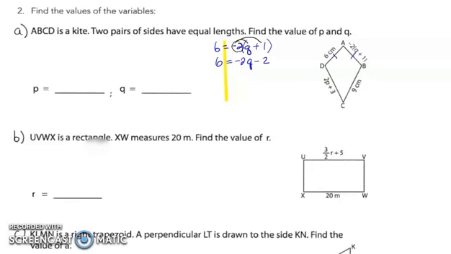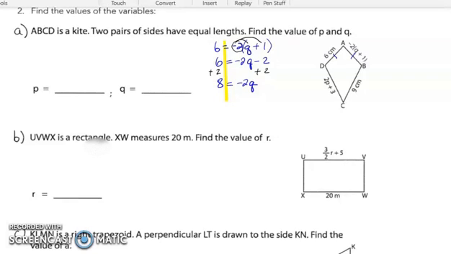Our goal is to get the q term by itself, so I'm going to be adding 2 to get rid of that subtraction of 2. And whatever you do to one side, you have to do to the other. And that's going to give me 8 equals negative 2q. I have the variable term isolated.